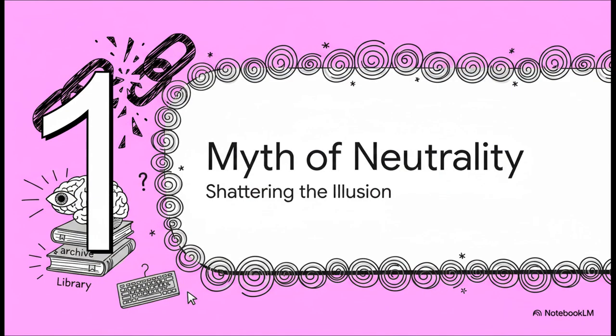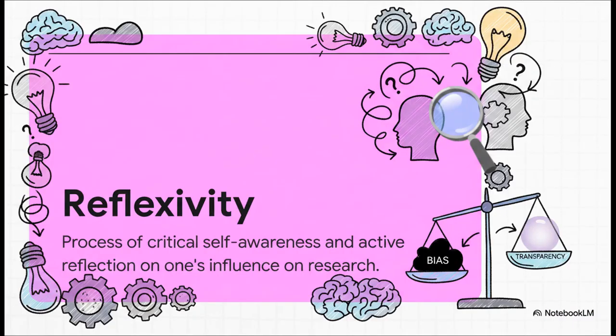All right, section 1, the myth of neutrality, shattering the illusion. It is time to completely shatter the illusion of the invisible, omniscient author. Because the very first and most crucial lesson of your postgraduate career is this: the researcher is never detached. You bring your whole self to the archive, right? To the library and to the keyboard.